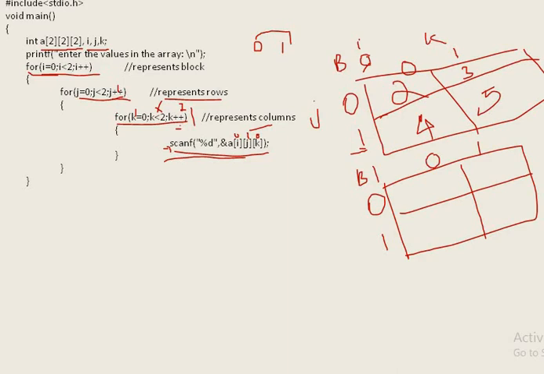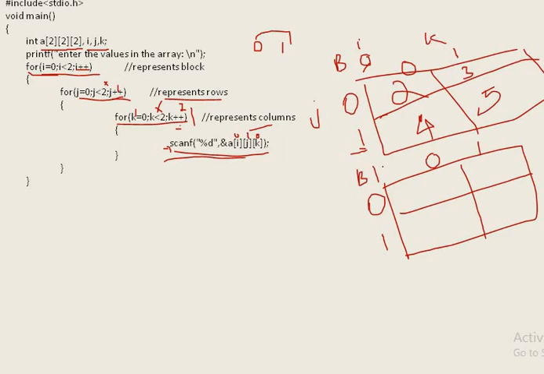J was previously 1 and now incrementing by 1 it becomes 2. When the condition is tested, 2 less than 2 becomes false and this loop will also be exited. Again we will be in the outer for loop. So here the I value will be incremented by 1. Now the first block is completed.